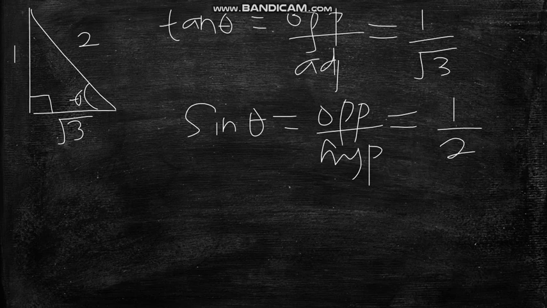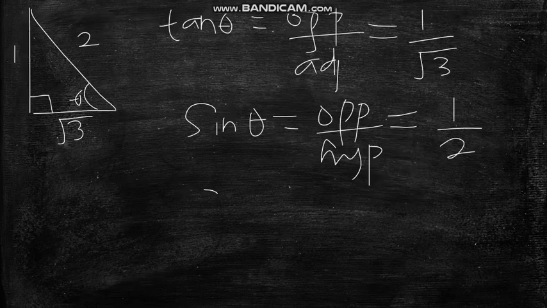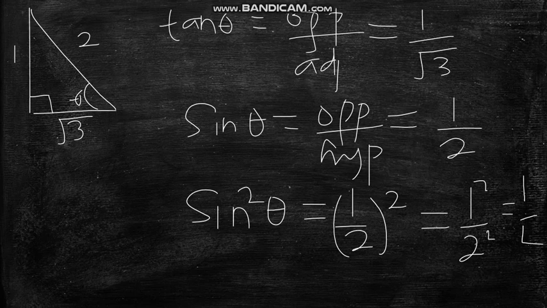All right, so from the question, it is sine squared theta. What that simply means is we should square our results, right? So sine squared theta simply means we square our results. So 1 over 2 squared, and that will give us 1 squared over 2 squared, and that is 1 over 4.